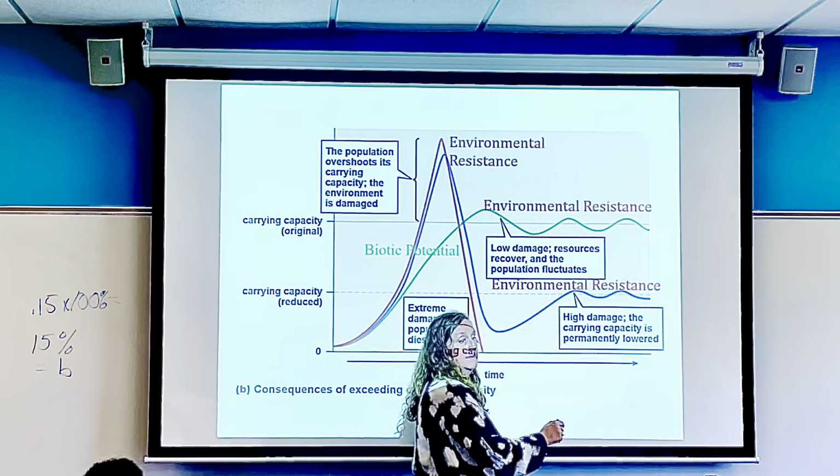Environmental resistance includes renewable resources, things that are replenished naturally, like water, sunlight. You've got evaporation and precipitation always happening.